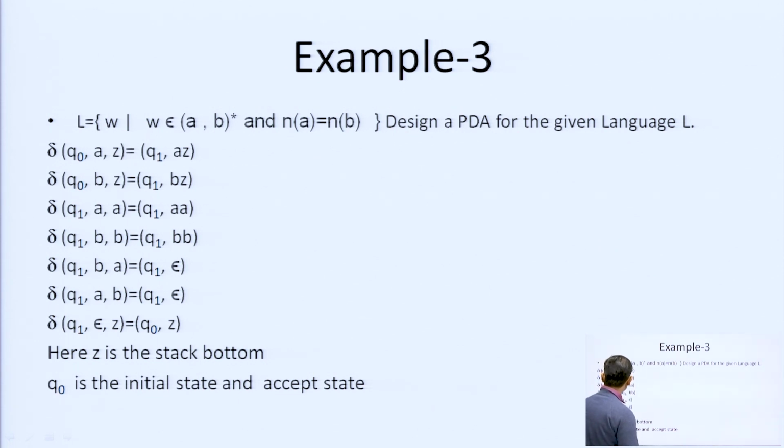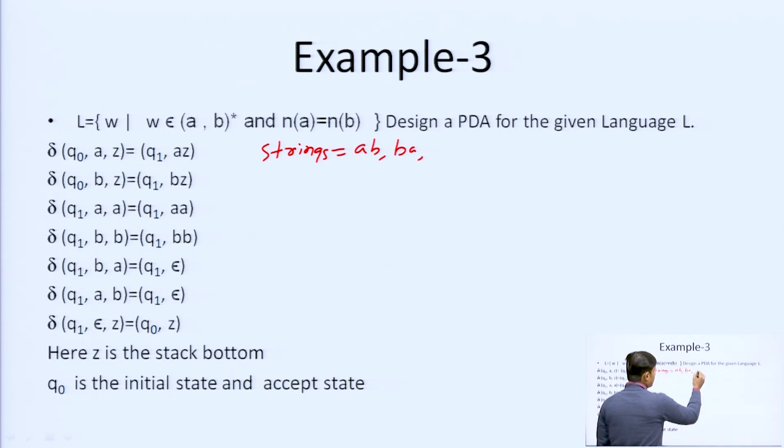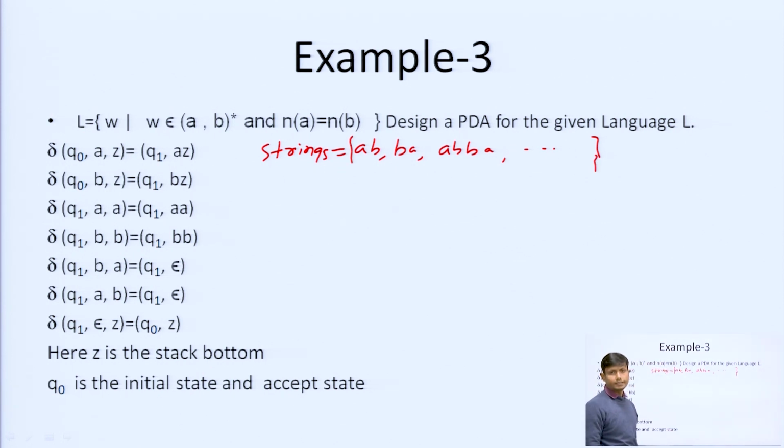So, what do you have to do here? It can start with A, it can start with B. In the previous example you started with A only, but here it can start with A or B. So, what strings will be generated here? We will take some strings here, A, B, B, A, like that, equal number of A and equal number of B. Each and every such string will be accepted by this diagram. We will take an example.